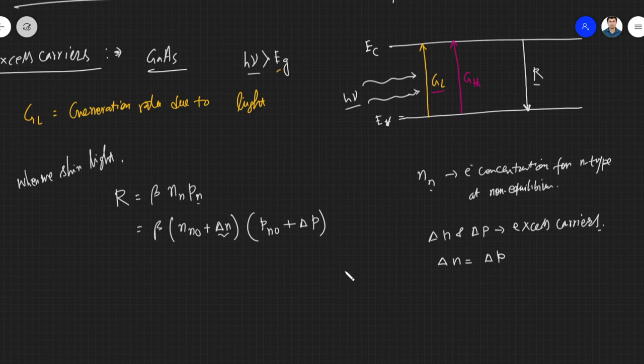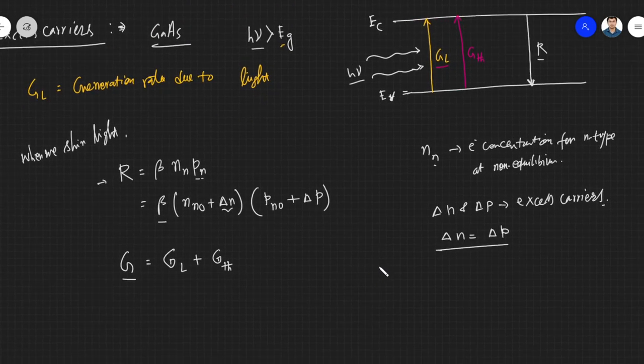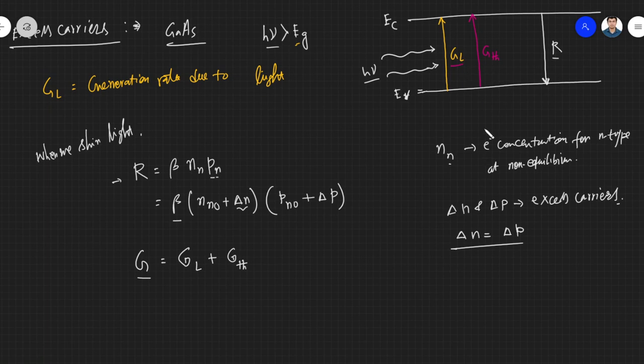So this is our total recombination R, and total generation rate G equals GL, right? So this is generation rate due to light, and then we have GTH. So in this condition, we are basically generating electrons and holes, and they are also recombining with this recombination process.